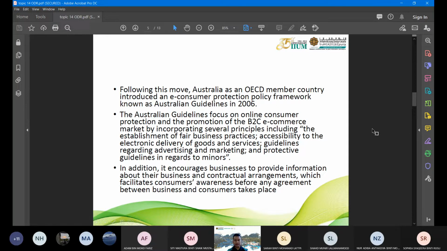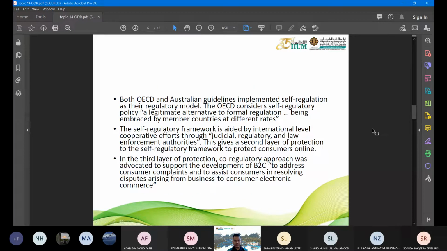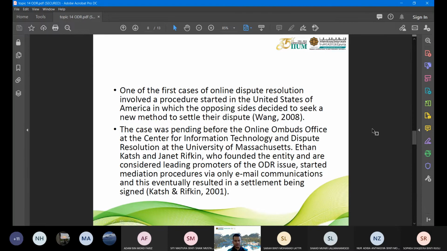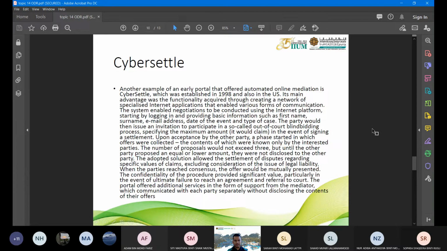They are just guidelines, and countries have been referring to the guidelines, but they are merely self-regulation guidelines. So they are not really binding on states to follow. But just to share with you some models of ODR. This is online mediation, CyberSettle. They try to do this. There are many private companies that provide this online mediation service.